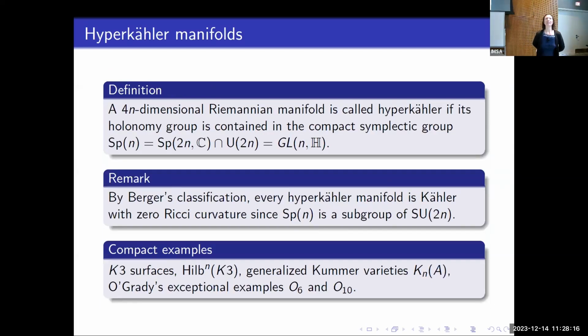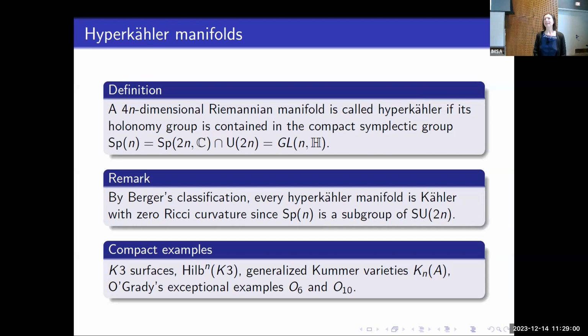So let me mention hyperkähler manifolds. It was already mentioned, but here is the definition. A 4n-dimensional Riemannian manifold is called hyperkähler if the holonomy group is contained in the compact symplectic group Sp(n), which you can define as the intersection of Sp(2n, C) with U(2n). Then, using the Berger classification, we know that every hyperkähler manifold is Ricci-flat. It has Ricci curvature 0.